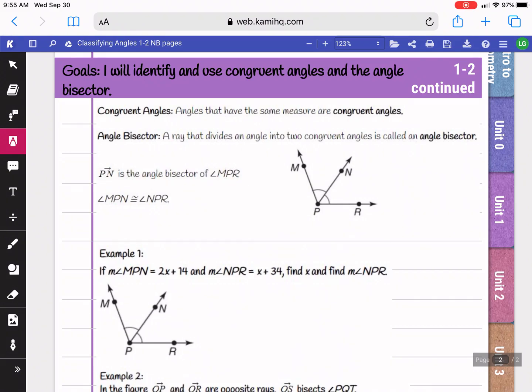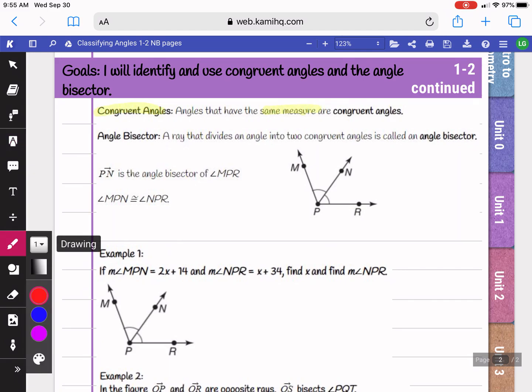We're going to continue learning about angles. In this lesson, we're going to learn about congruent angles and the angle bisector. So congruent angles are angles that have the same measure. In geometry, we use a symbol that looks like an equal sign with a little squiggly line on top for congruent. So if you see that symbol, it means congruent.